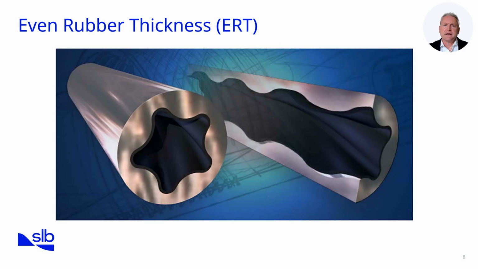Even rubber thickness (ERT) technology represents a major step forward in stator design. Unlike conventional stators, which have varying elastomer thickness, ERT stators provide uniform thickness along the entire housing. This results in lower localized stress, reduced hysteresis heating, and extended stator life. For drilling operations, this means improved motor reliability and fewer trips for motor replacement.